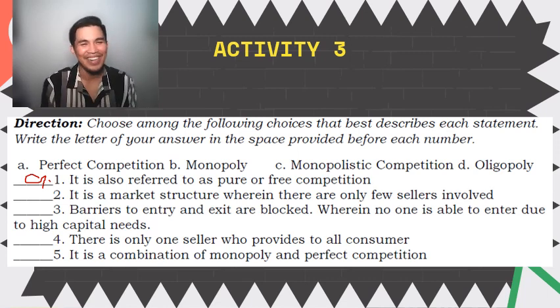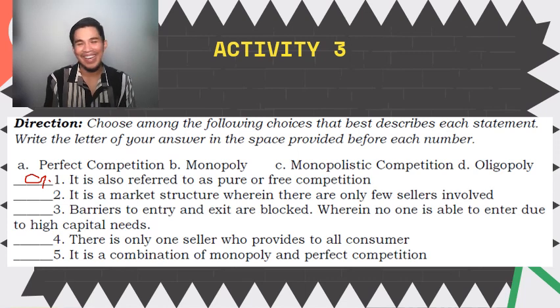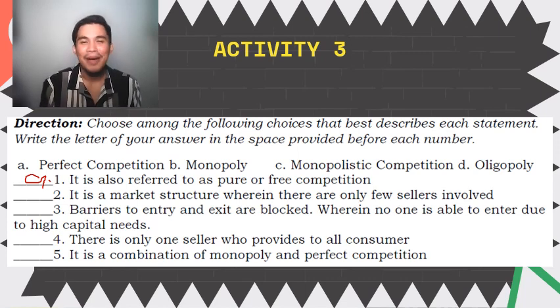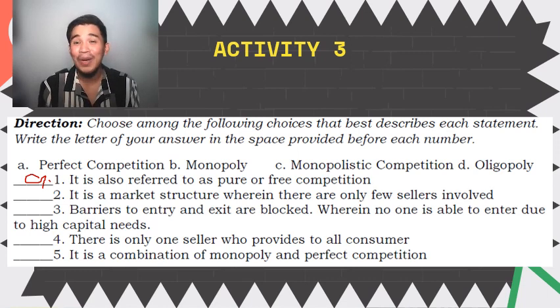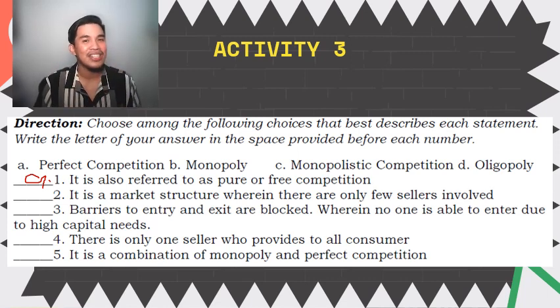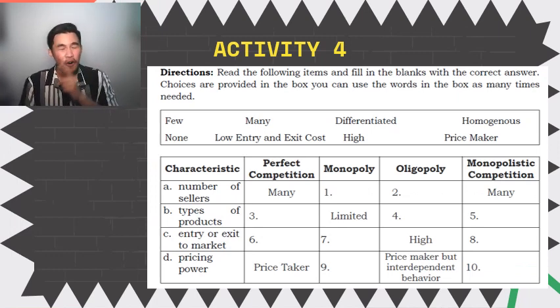So ano kaya yon? So number 5, it is a combination of monopoly and perfect competition. Oy. So what do you think is the answer? Is it perfect competition, monopoly, monopolistic competition, or oligopoly? Okay. So, please answer it well and abangan ko ang answers ninyo na nakasulat sa inyong mga yellow paper. Sana perfect kasi sobrang dali ng activity na ito. Ayan. Now, let's proceed on the fourth activity.